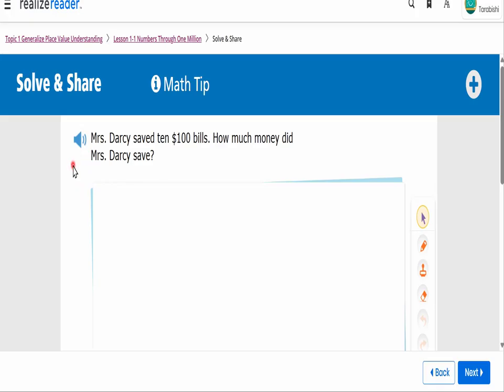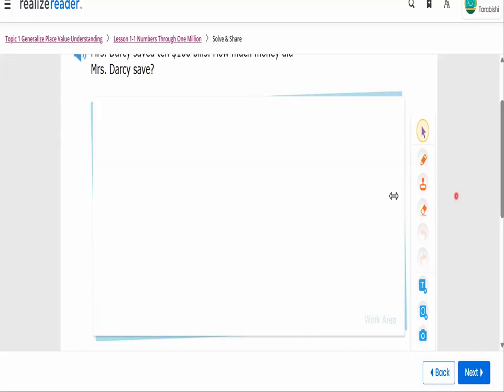So now let's go ahead and think about it. If she saved 10 $100 bills, we can go ahead and count that up. In your book, on page 5, you can go ahead and draw that out, and you can use reasoning to help you solve that problem. Think about what you know about $10 bills, and then if you are adding up 10 of those hundreds, what would you get? So here we can see that we're going to go ahead and start with one group of 100, two groups of 100, and we're going to keep going until we get to 10 groups.